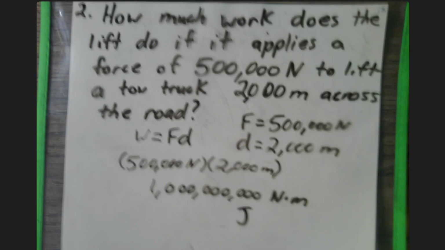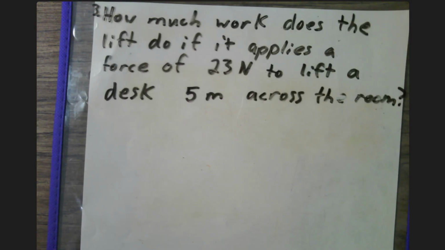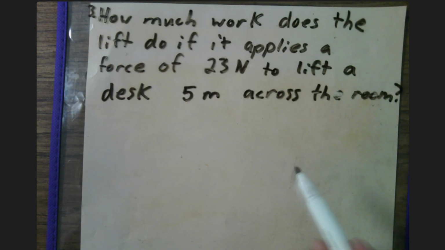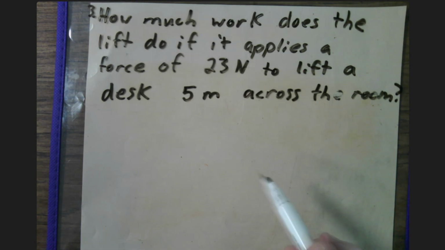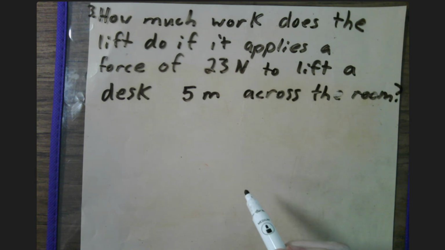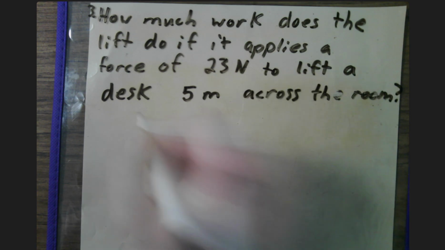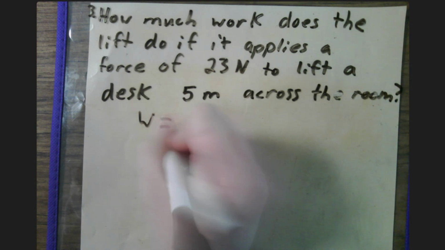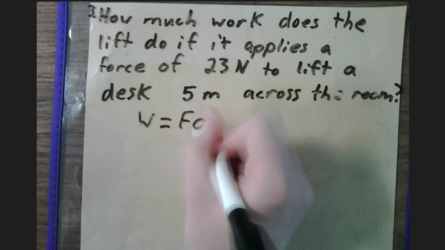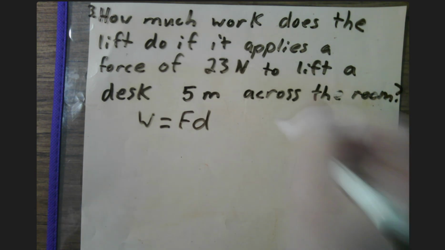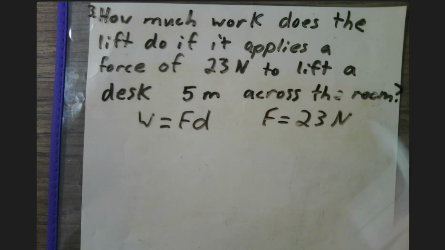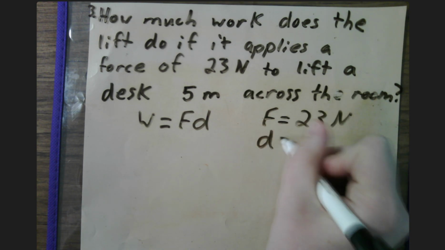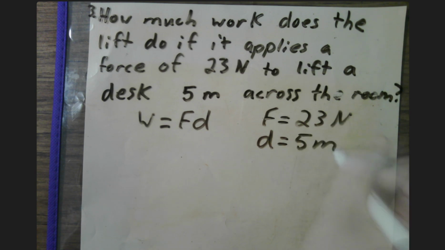Let's look at another example. How much work does the lift do if it applies a force of 23 newtons to lift a desk 5 meters across the room? Let's start with our formula again. Work is equal to force times distance. Let's see what we have. Our force is 23 newtons. Our distance is 5 meters.